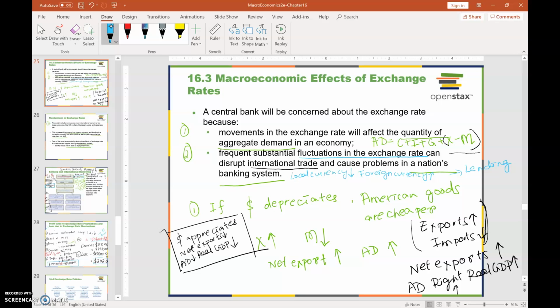And these are the two reasons why the central bank is really concerned about fluctuations in foreign exchange rate. Hope this makes sense.